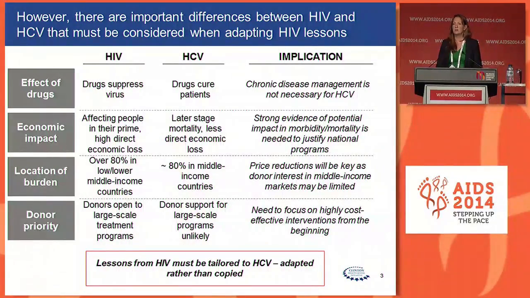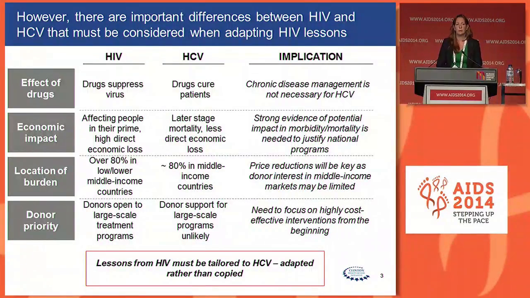However, there are still some important differences between hepatitis C and HIV that you must think about in applying the lessons learned. First, the hepatitis C drugs offer patients a cure. Chronic disease management is not as necessary for hep C. The economic impact: HIV affecting people in their prime has a high direct economic impact. For hep C, later stage mortality has a slightly less direct economic impact. So for governments to justify their national programs, strong evidence is needed.